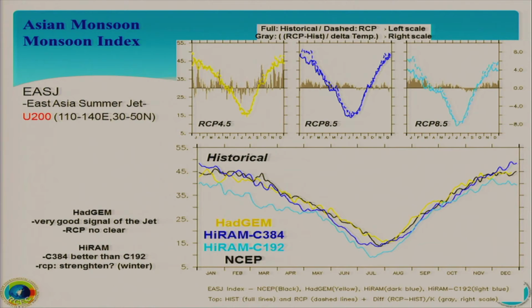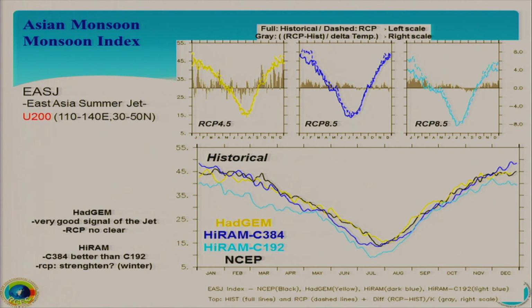And the index for these three regions, the Eastern Asia Summer Jet Index, we have four groups of data: the NCEP, two HIRAM and Hagen. You can see the Hagen has a very good signal, the yellow, compared to the black NCEP data. And for RCP, the future, the current climate is the solid line, and the future is the dashed line.